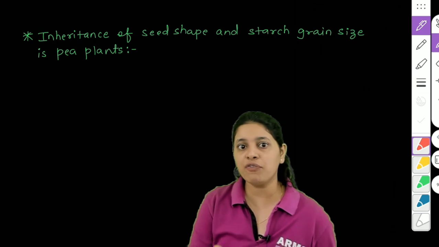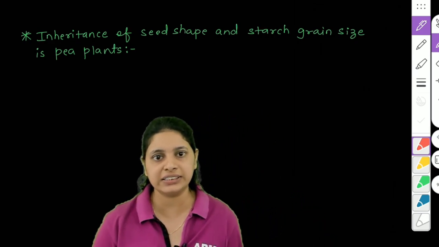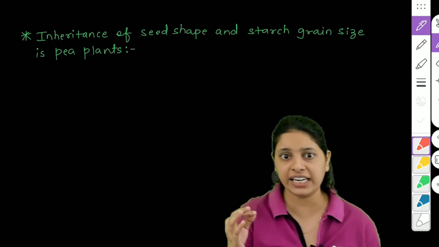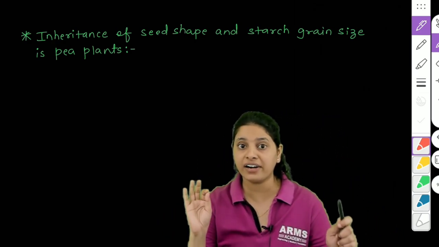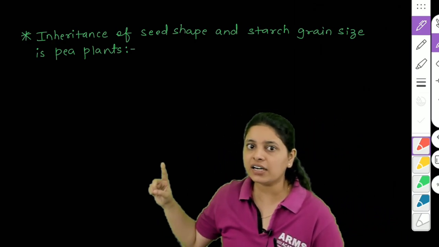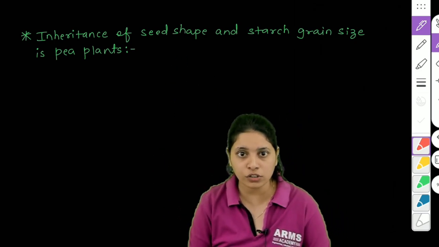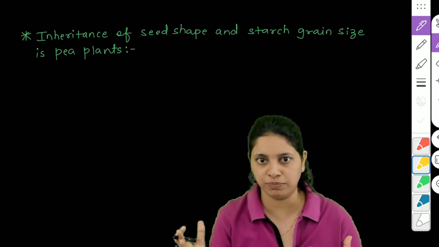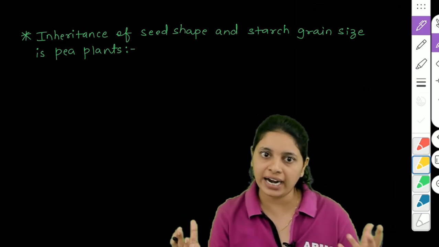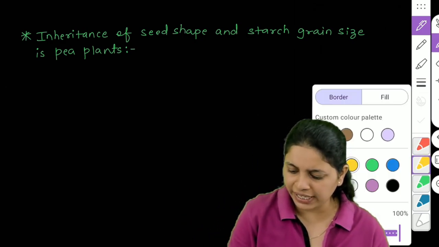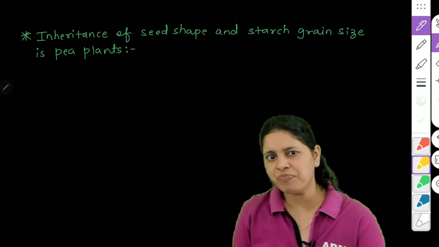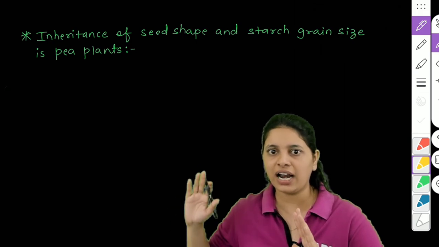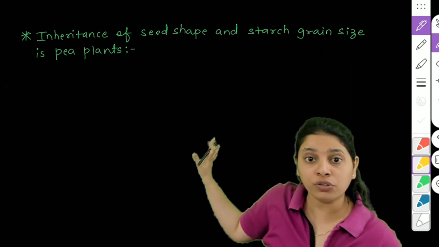Now, let's take one more example, which is given in your NCERT textbook, that is inheritance of seed shape and starch grain size in pea plants. This is in the normal garden pea plant. Now, Mendel studied the seed shape character also. We know that in case of peas, we have 2 seed shapes, alternative forms, round and wrinkled. Usually we write it as R because round is dominant, but we will use the same letter here as used in your textbook with respect to this example.